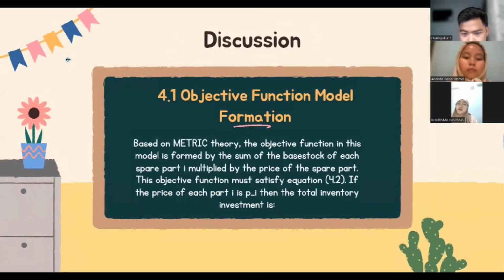Okay, next, the discussion for point 1, objective function model formation based on metric theory. The objective function in this model is formed by the sum of the base stock of spare part I multiplied by the price of the spare part. This objective function must satisfy equation 4.2, if the price of the spare part is ASP, then the total inventory investment.